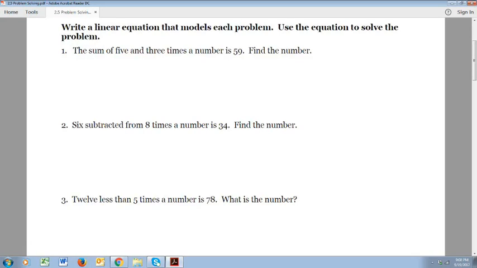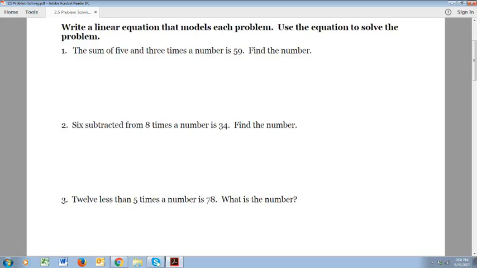In this video, I'm going to show you how to attack a word problem, and we're just getting started on this. This is really just a basic introduction to using algebra to solve problems. So let's go ahead and get started.